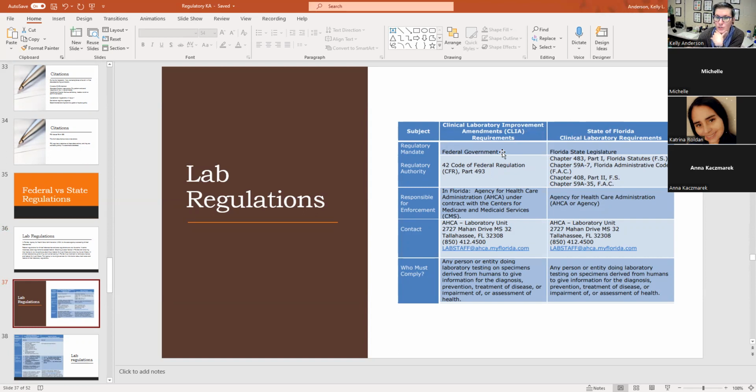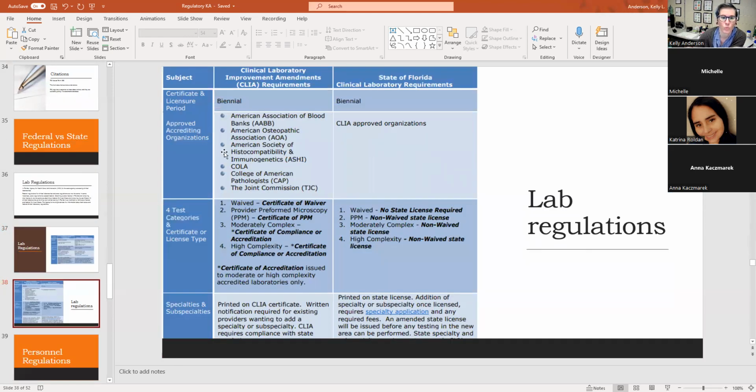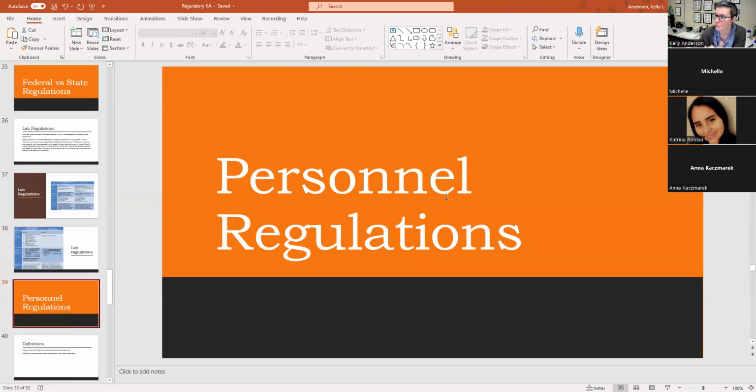I like this chart because it shows where you can find the rules, who's responsible for enforcing this, contact information, who does this pertain to, what accrediting organizations you can use, breakdown of categories, so using the same categories, and then specialties, subspecialties. So in Florida, federal and state regulations are very similar, except when it comes to personnel, which is the part that I really wanted to focus on for you all, so you knew about this, because this is very important.